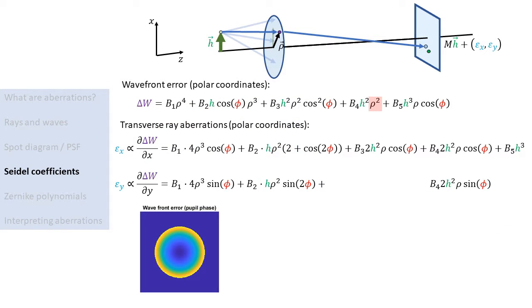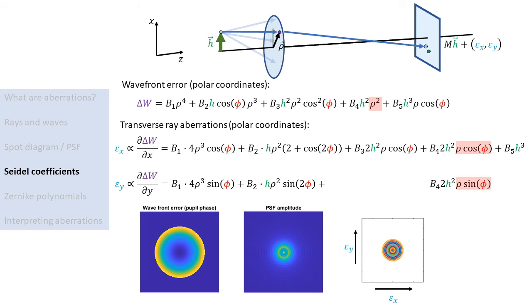The fourth term in the expression for the wavefront error is quadratic, which we know corresponds to defocus. The thing that distinguishes this aberration from regular defocus is that the defocus strength depends on the point source location. This aberration is called field curvature.